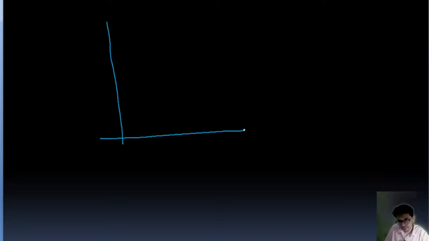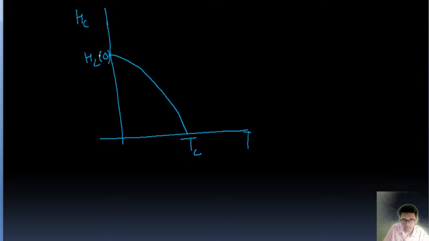Next is also, guys, this one. If you draw the graph between critical magnetic field versus temperature, we get this graph, guys. This is at critical temperature, that is transition temperature, and this is at 0 Kelvin.